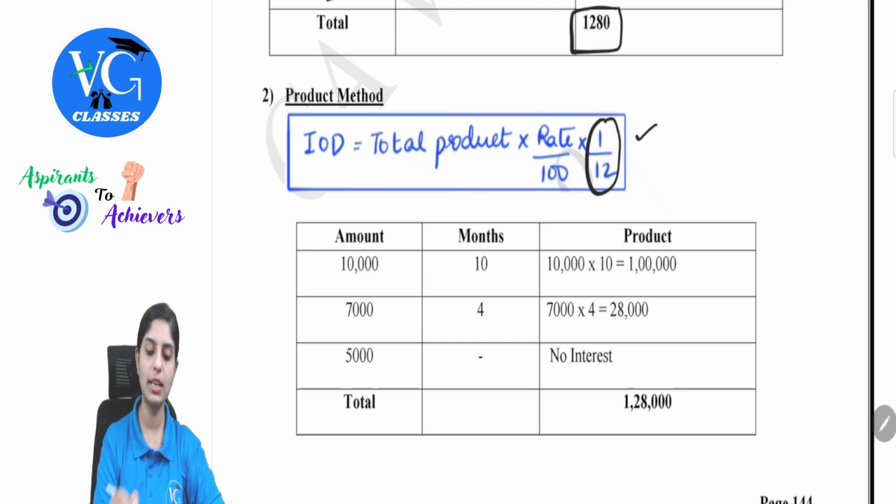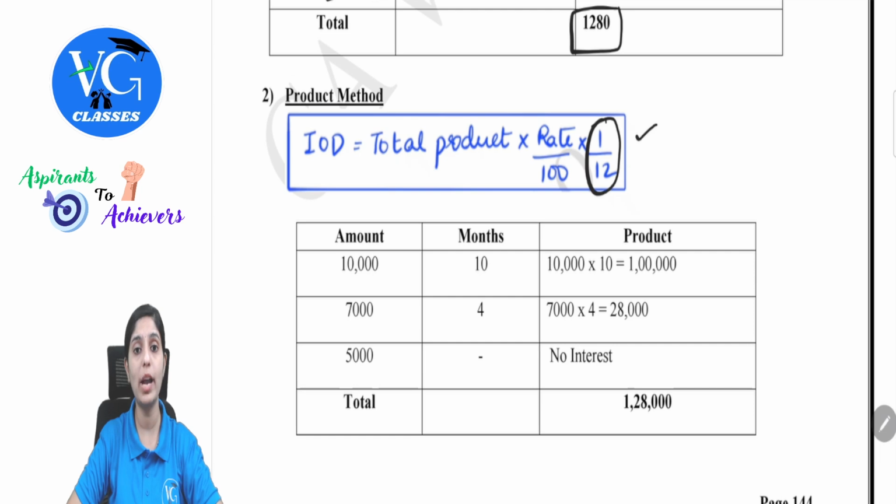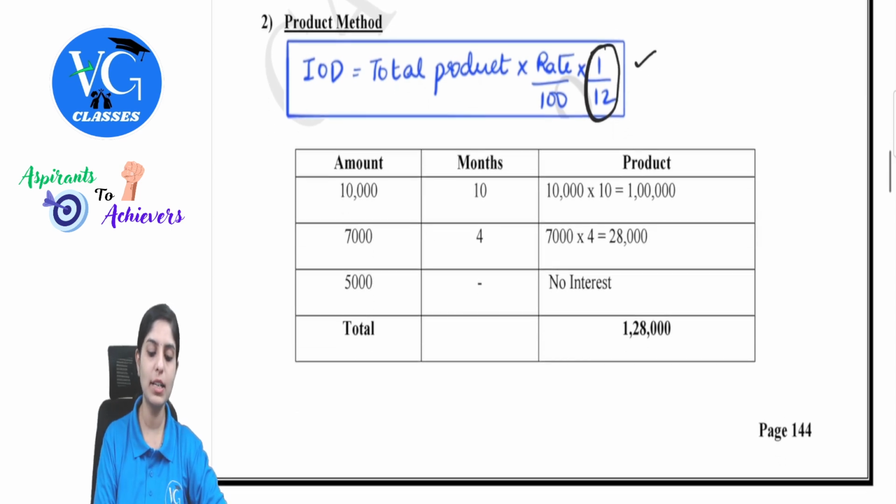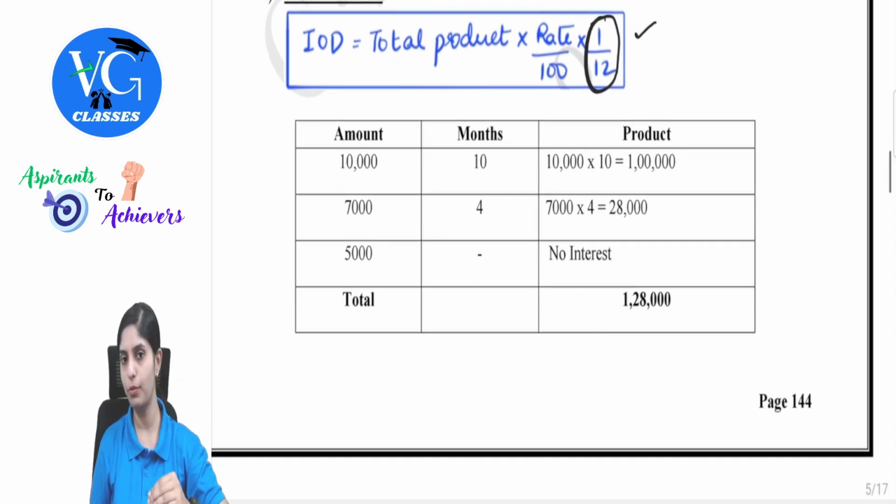If you observe, there is just 1 by 12 taken. Why? Because while we calculate total product itself, the month's criteria would already be taken care of there. So how is it done? Let's understand. See, first we will record the amount of drawings and then the number of months.